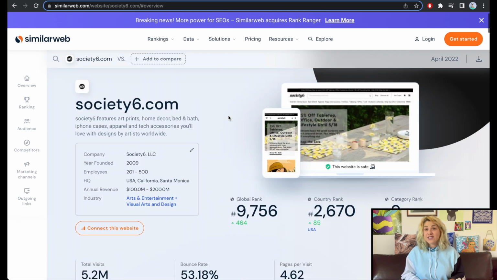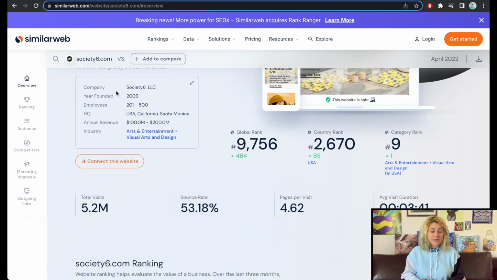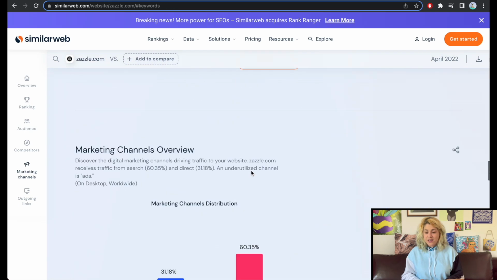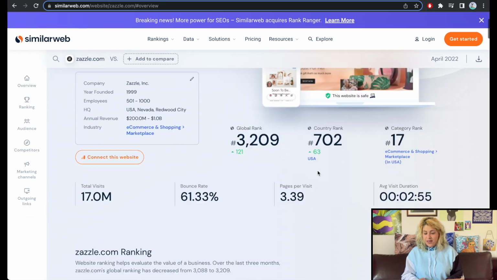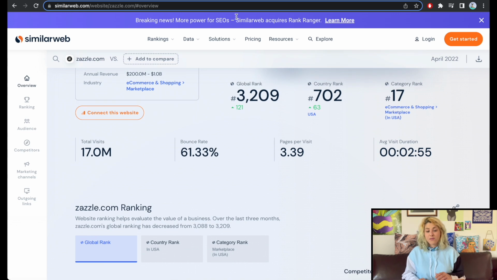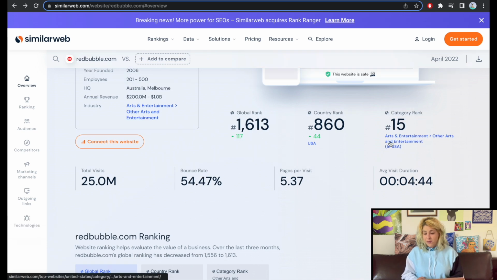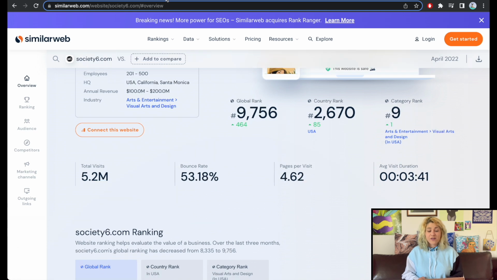Really cool. If I'm looking at Society6, because I am very interested in them, set up in 2009 with 5.2 million viewers per month, they rank number 9 in art and entertainment. I don't know if you guys have seen this, but if I'm looking into Zazzle, for example, I'm seeing that this is e-commerce, shopping, and marketplaces, but Society6 is art and entertainment, ranking at number 9. RedBubble, by the way, is in art and entertainment ranking at number 15, because this is more connected to the visual arts and design. So this is also a good tip for you guys to see where people actually put these. Where does that domain belong? Because Society6 belongs to art.